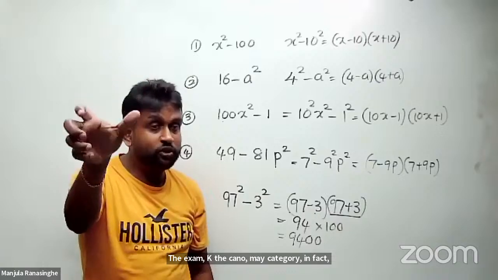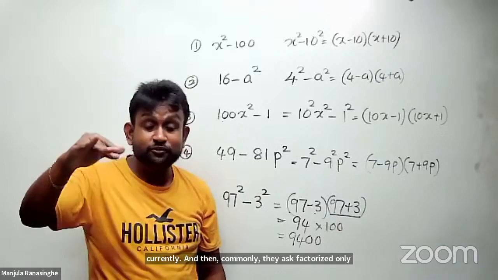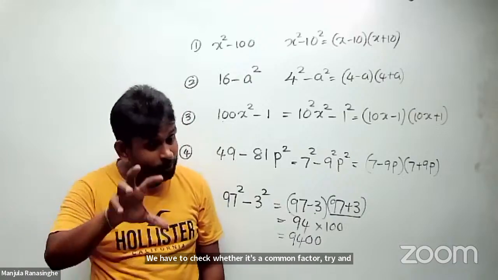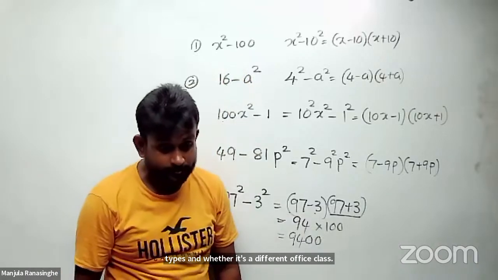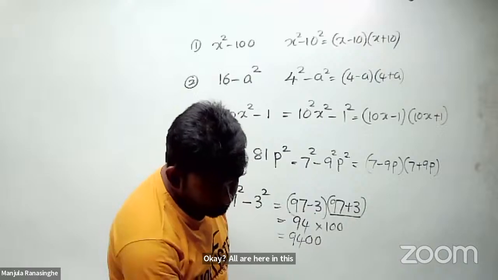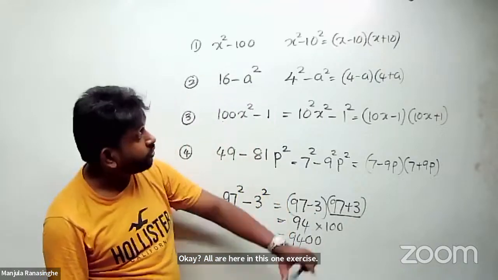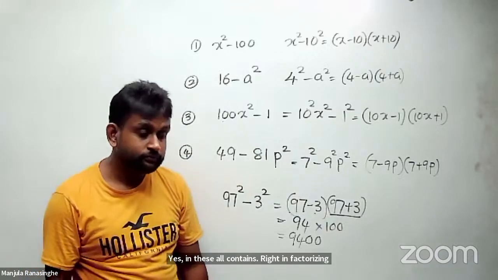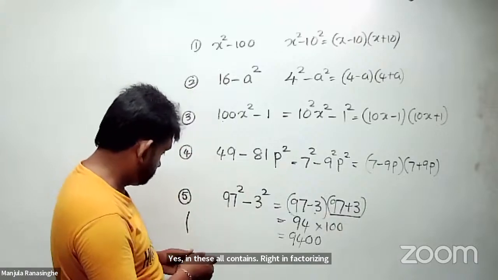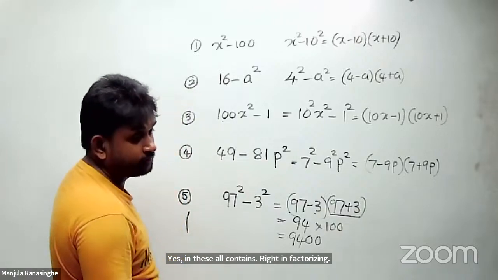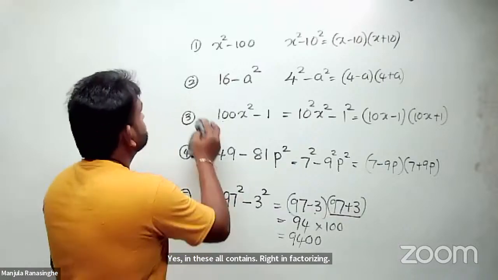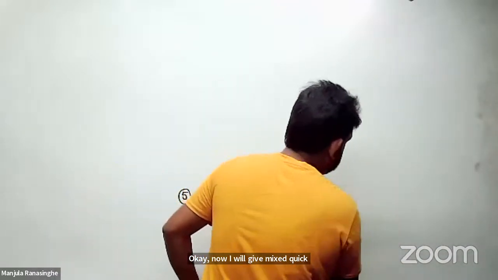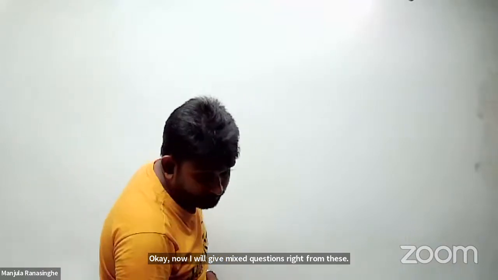We have to check whether it's a common factor, a trinomial quadratic expression (in trinomials we discussed 3 types), or whether it's a difference of squares. Okay, all are here in this one exercise. Yes, these all are contained in factorizing. Now I will give mixed questions from these. Write down, factorize the following.